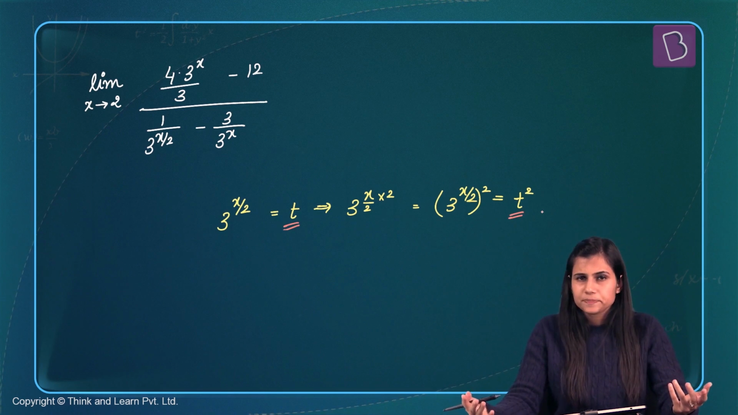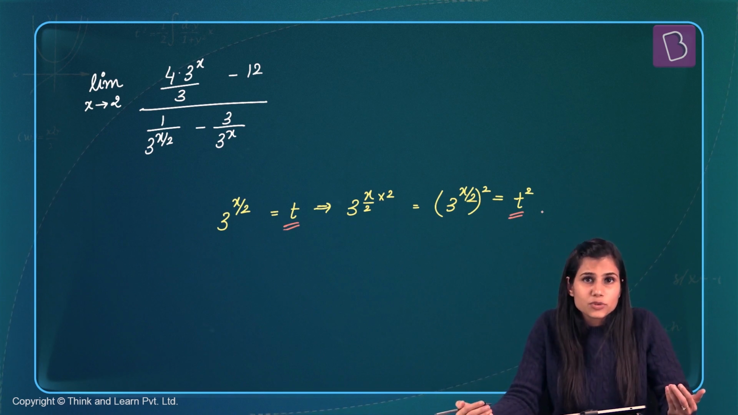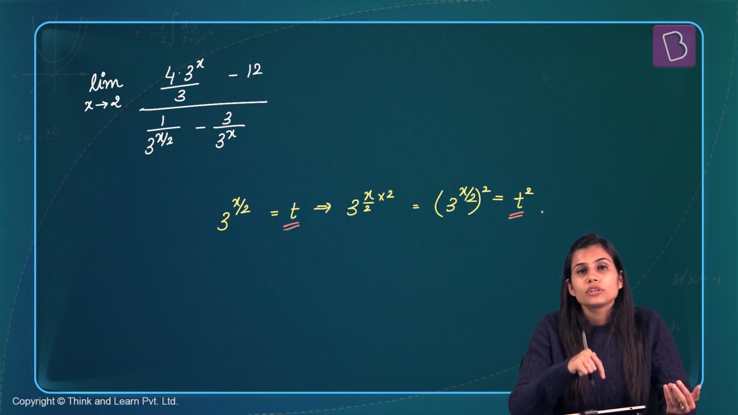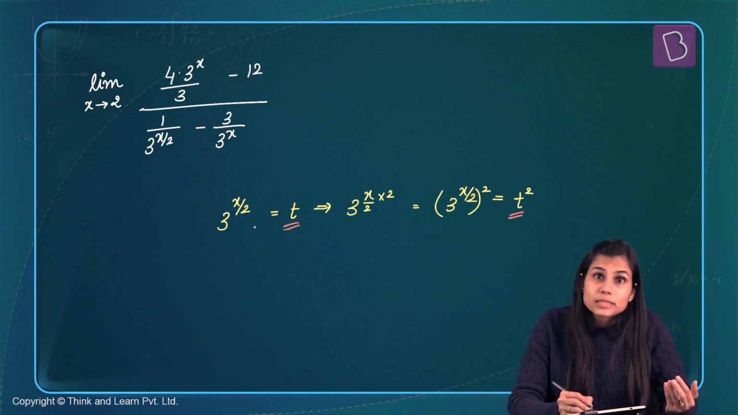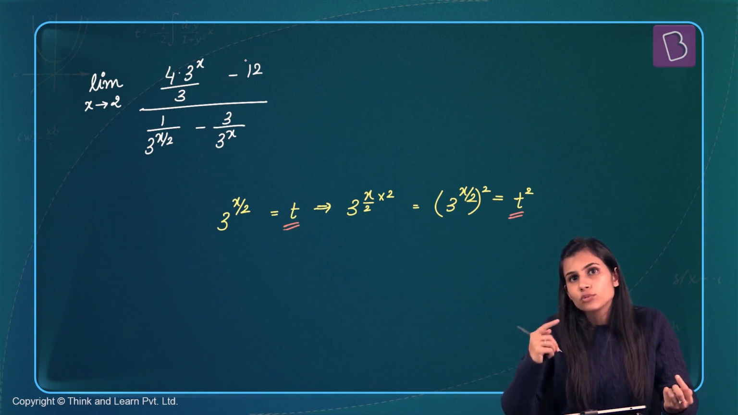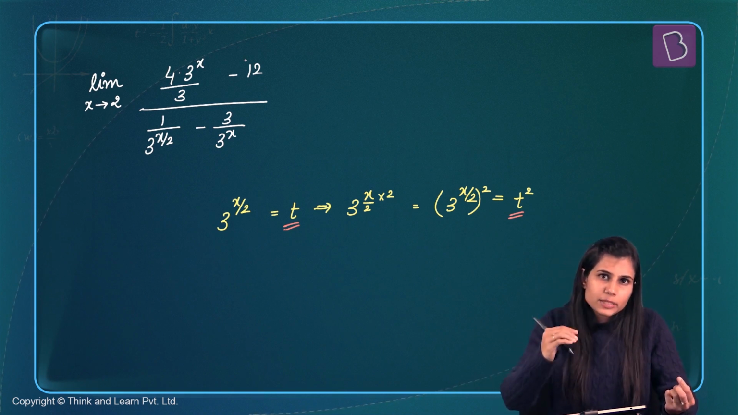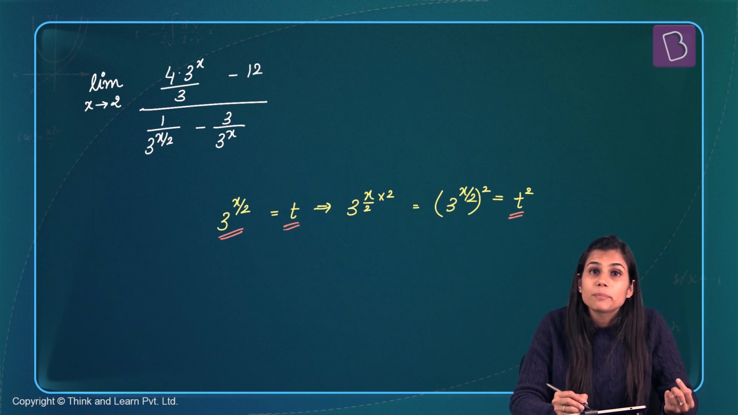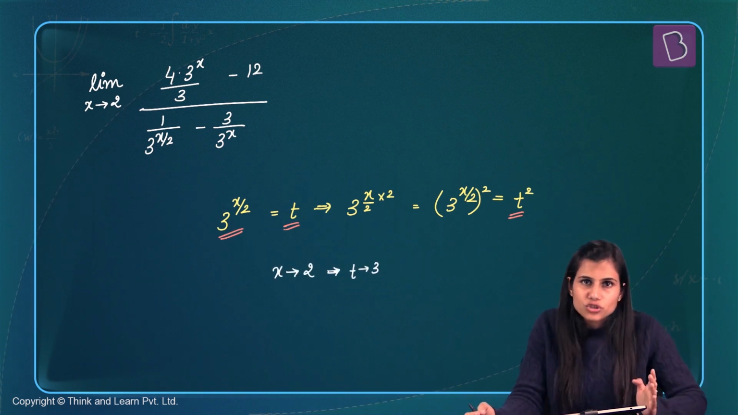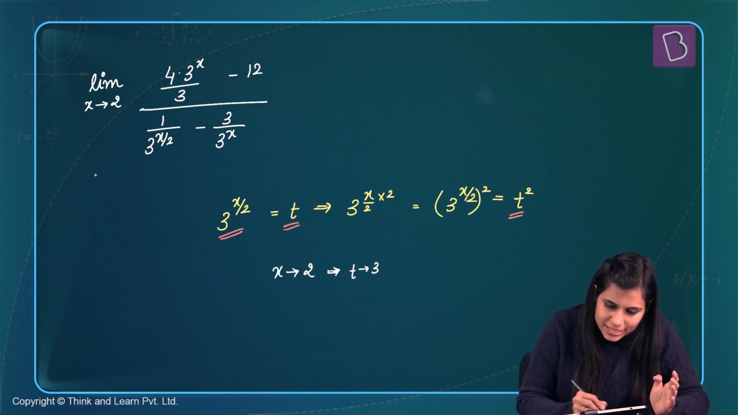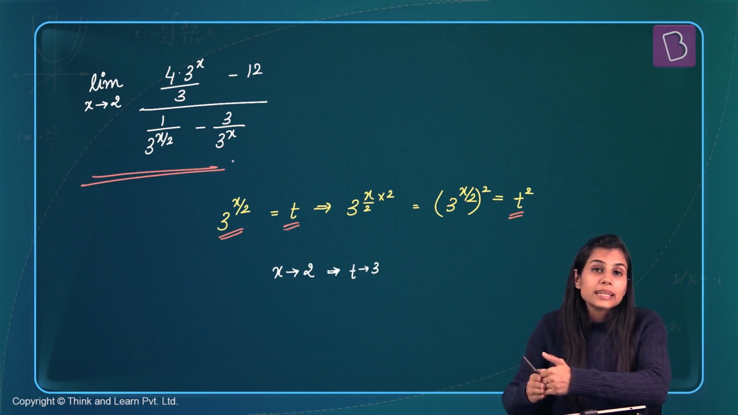And what about the limit? If I'm changing the variable from x to t, the limit is also now going to run over t. So if x is approaching to 2, x by 2 is going to approach to 2 by 2, that's 1. So 3 to the power x by 2 will approach to 3 to the power 1, that's 3. So when x approaches to 2, t approaches to 3. Got it? So this expression is now converted completely in terms of t.